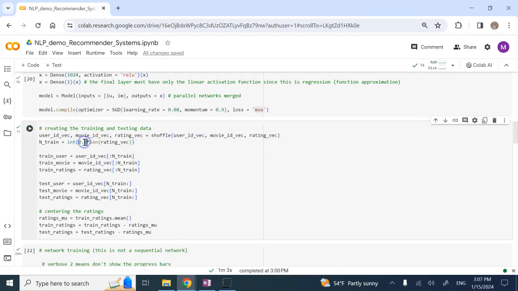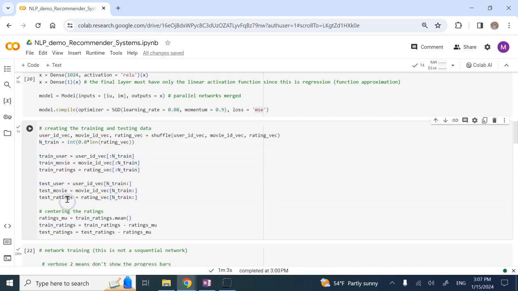And then I use 80% of the total number of ratings, 80% of 2 million, so it's about 1.6 million data for the training, and the remaining 400,000 data for what? For the test. Okay, so from 0 to ntrain for training, and from ntrain to the end is what?